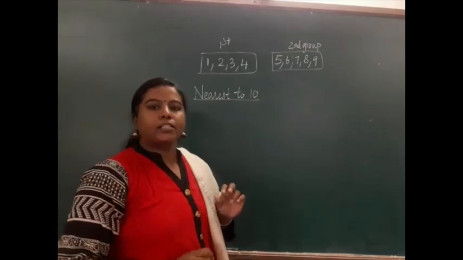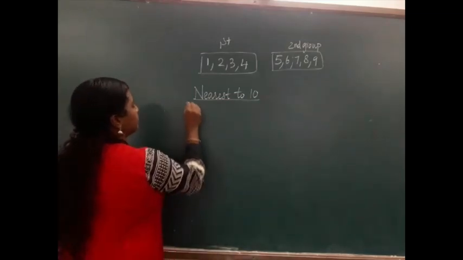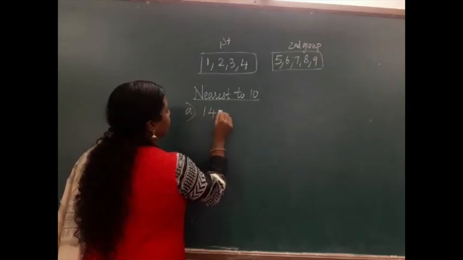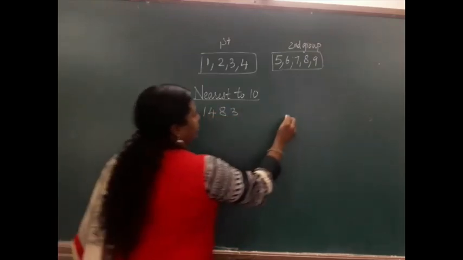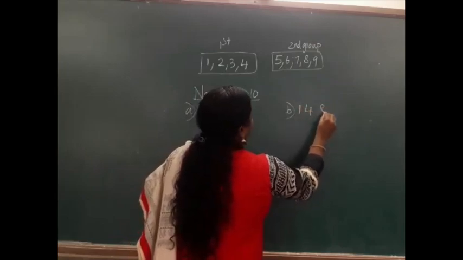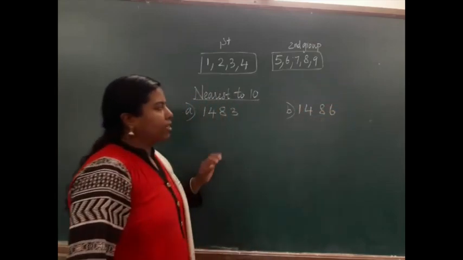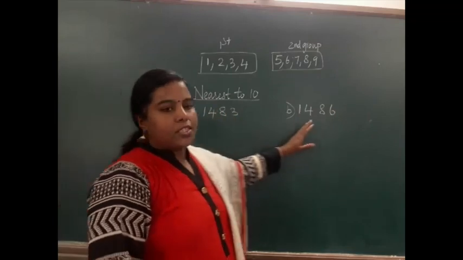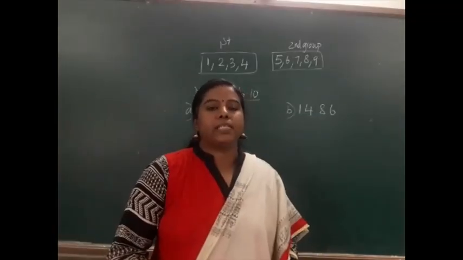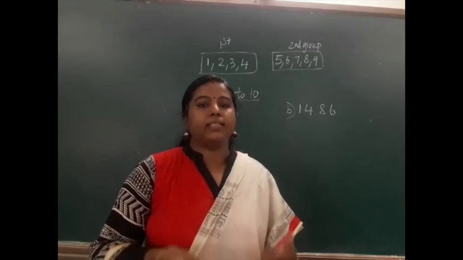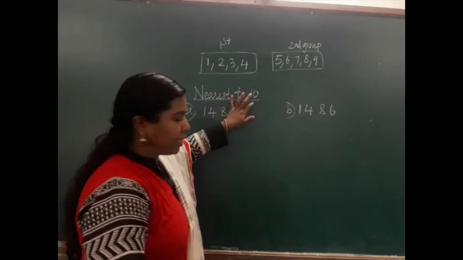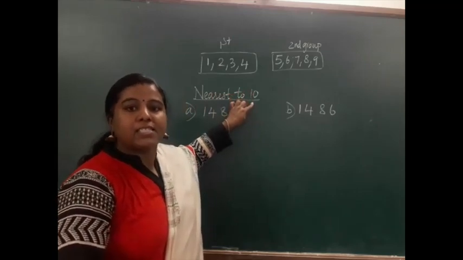Here I am going to write two examples. One example is 1483. Another example is 1486. We will round these two numbers to the nearest 10. So the first step is to circle the digit in the given place. Here the given place is the nearest 10, which means the given place is the tens place.